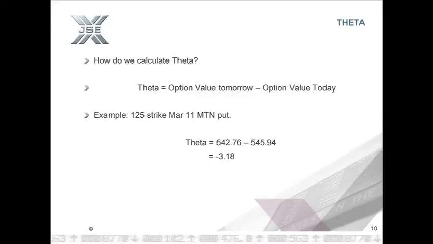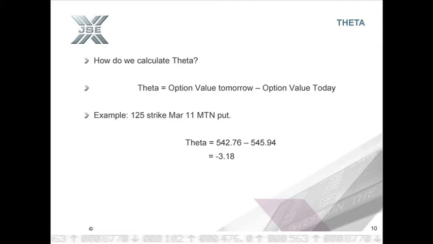The question is, if it's so important and we need to take cognizance of it, how do we calculate it? I show you the equation or the formula in the slide. The theta is just the option value tomorrow minus the option value today. So again, if you have your Black-Scholes calculator, you can calculate the theta quite easily.